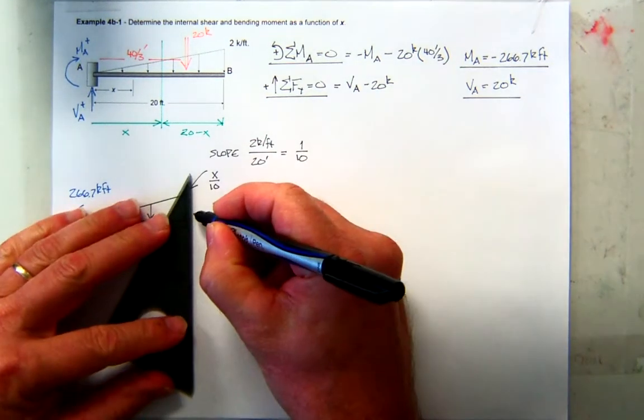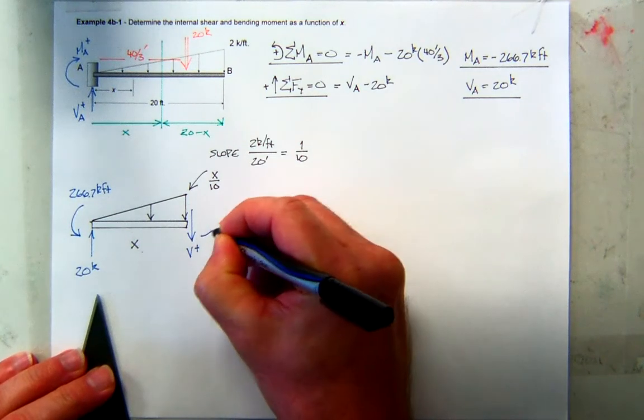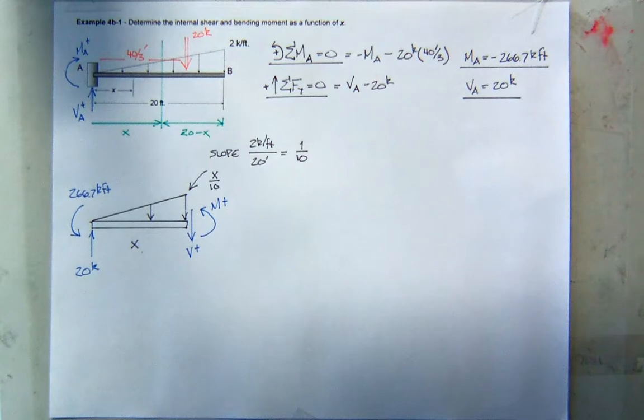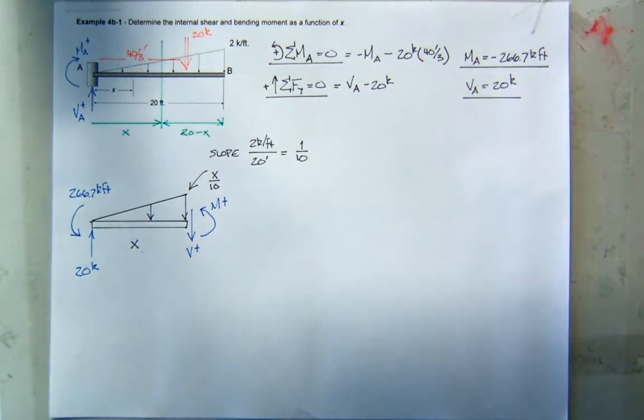Then I'm going to come here and I'm going to find positive shear, positive bending moment. Now, why did I choose those directions? Because that's positive shear and that's positive bending moment.